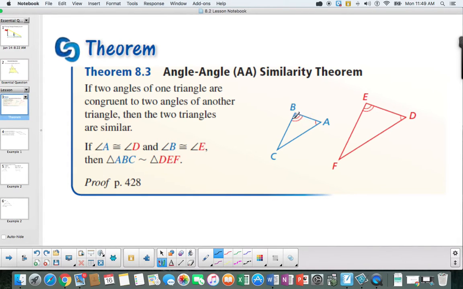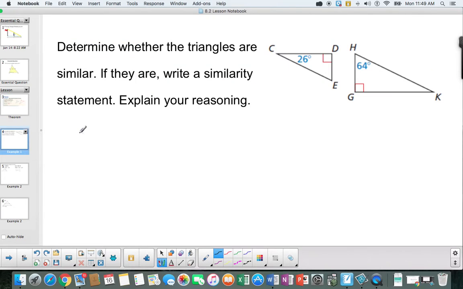So if you can show two pairs of one angle are congruent to two pairs of another in a triangle, then the triangles are similar. Okay, we're going to determine whether the triangles are similar. And if they are, we're going to write the similarity statement.